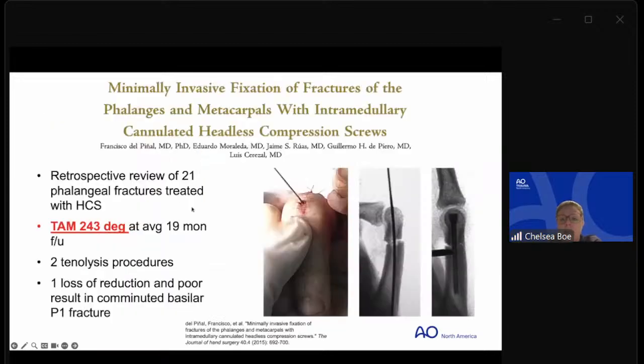The results of headless compression screws have been promising. Excellent recovery of total active motion, rare need for tenolysis relative to other techniques, and rare loss of reduction. Often when that reduction loss occurs, it's when pushing the indications of screw fixation and using it in more comminuted or basilar fractures.